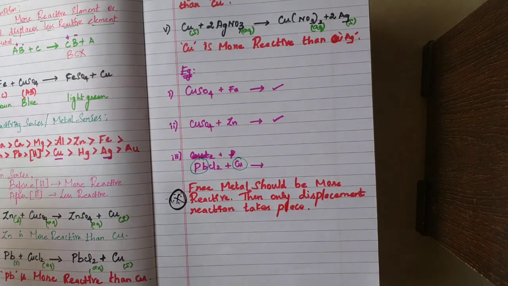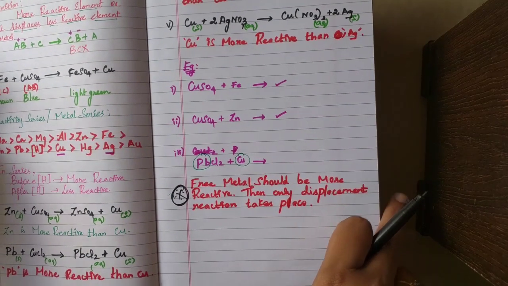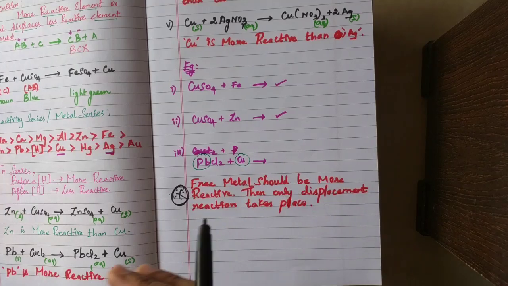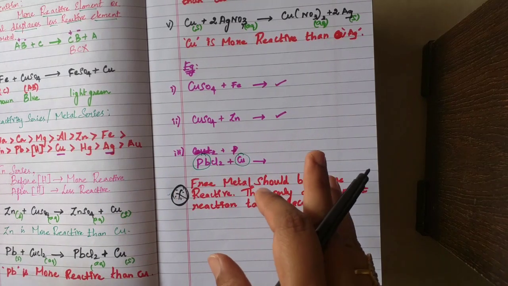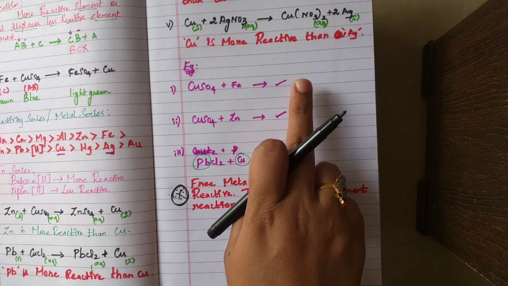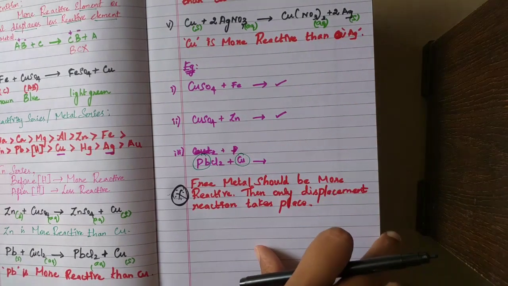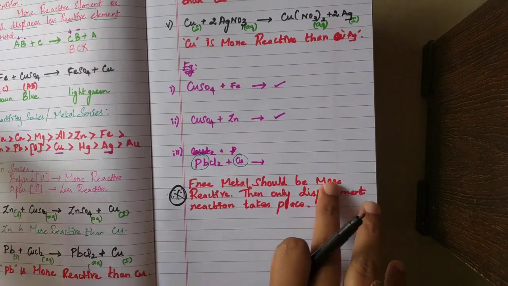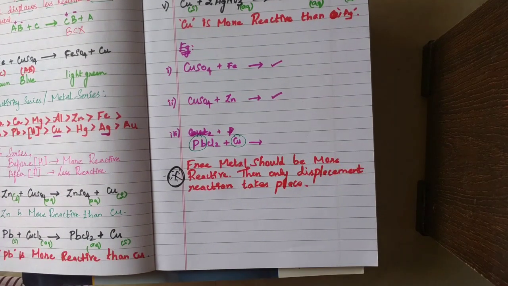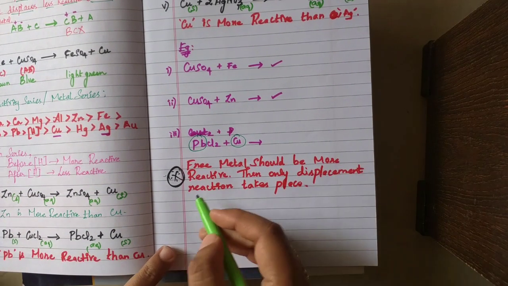Clear, students? Okay. So this type of reactions may be called as single displacement reactions. Clear? Because only one compound is there, another is free metal. So it is a single displacement reactions. Another is double displacement reaction. So next one is double displacement.